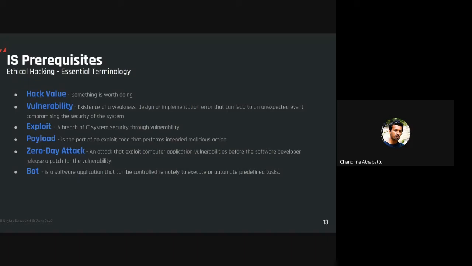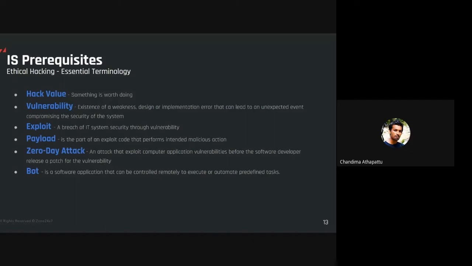A bot is where multiple systems act together against a target system to perform a DoS attack. Those systems we call bots. So these are different terminologies in terms of security.